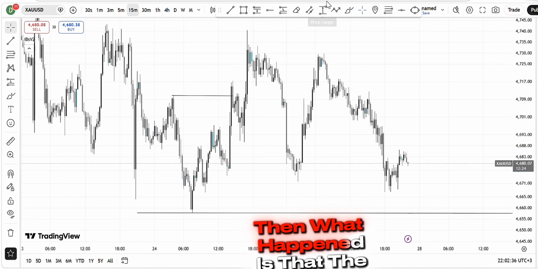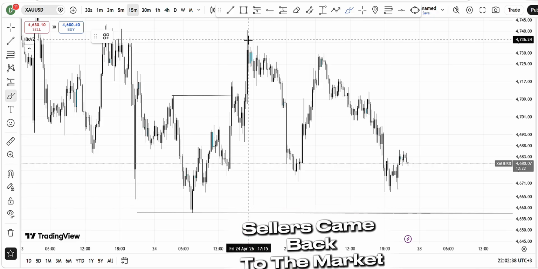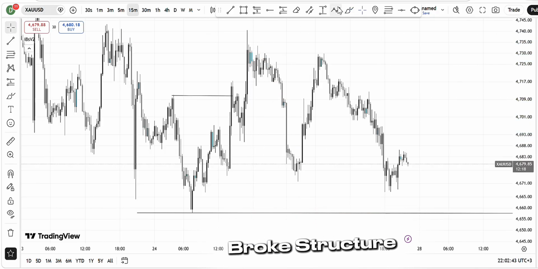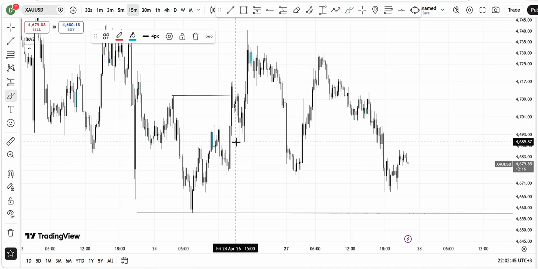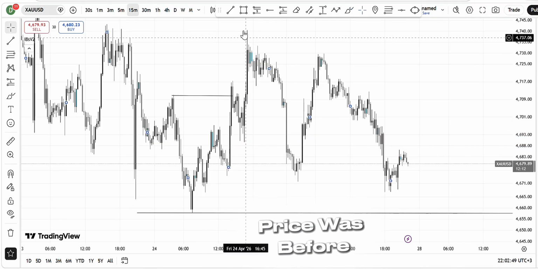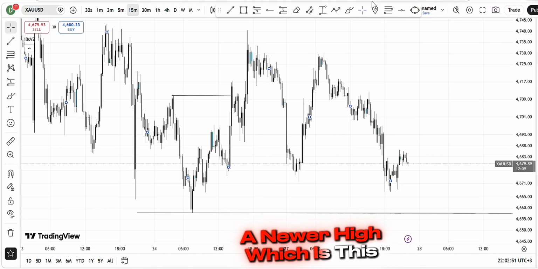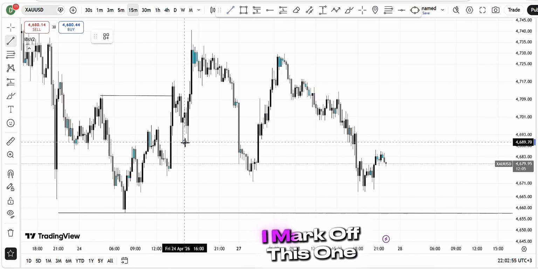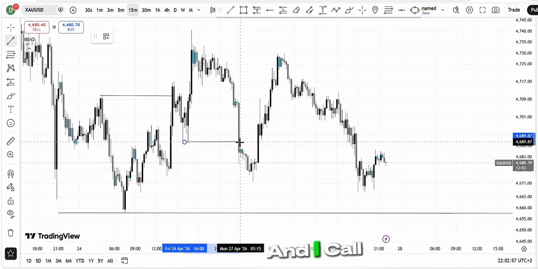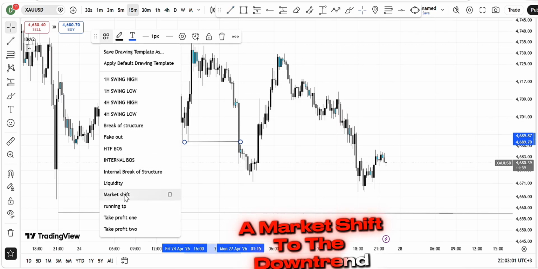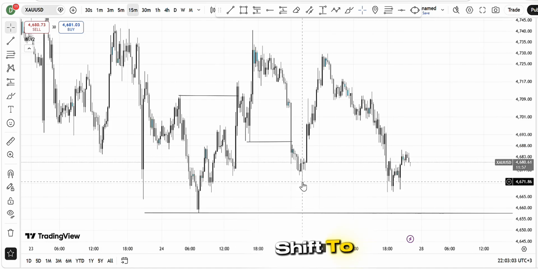Then what happened is that the sellers came back to the market. How did they come back? They broke structure. Which structure? The lowest point the price was before creating a newer high, which is this one. So what do I do here? I mark off this one, and I call it a market shift to the downtrend. This is a market shift to the downtrend.